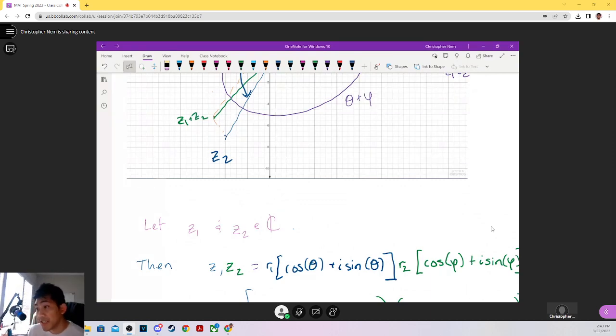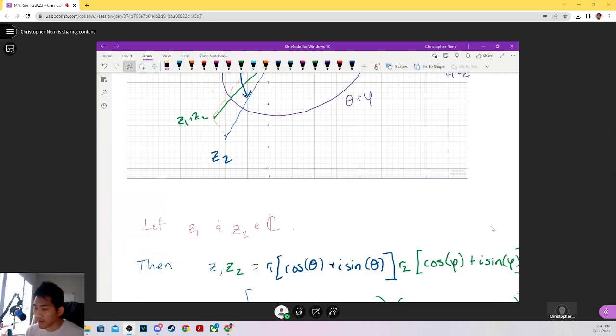And I'm going to use a different angle measurement. I'm going to call that phi. Your book uses theta too, but that's too confusing for me. I like to use phi. So I have the modulus times cosine of phi plus i sine of phi. That's still just turning into polar form of your complex number.